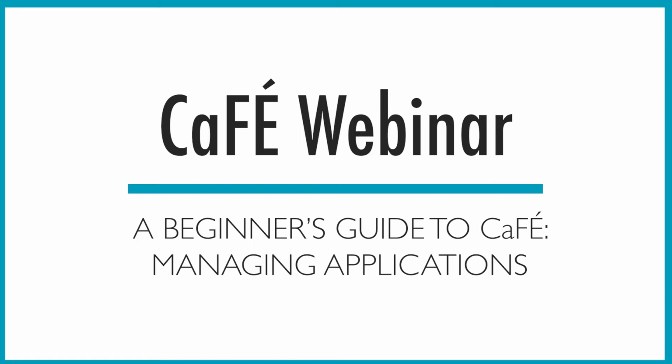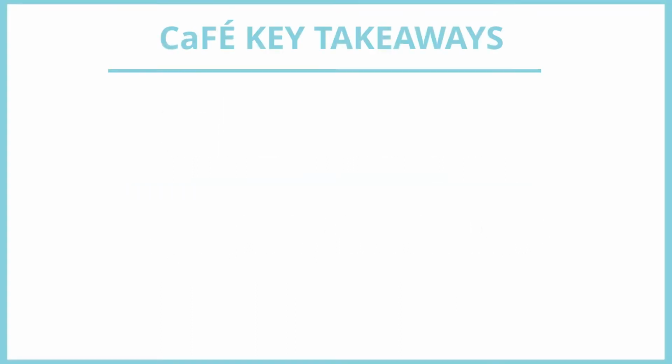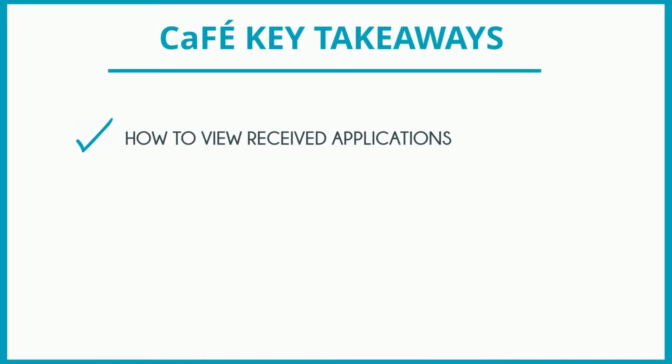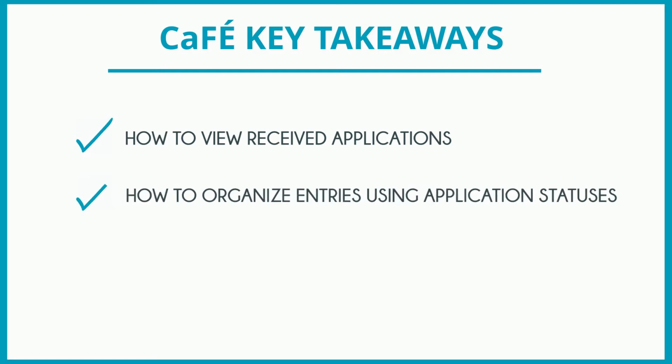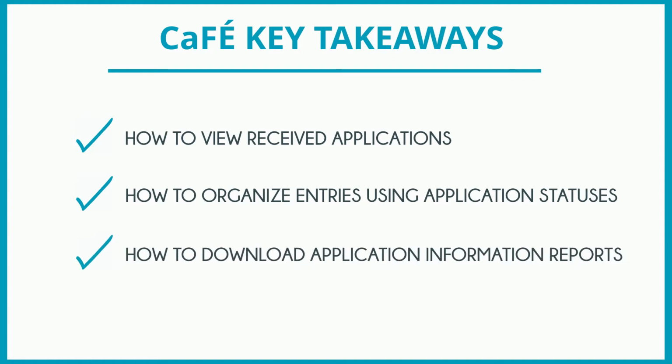Today we have the second iteration in our Beginner's Guide to CaFÉ webinar series. This month we will go over some valuable tools and tips for how to manage and organize the applications once you've received them. The key items that we'll cover today include how to view received applications, how to organize entries using different application statuses, and we'll also talk about how to download application information reports.